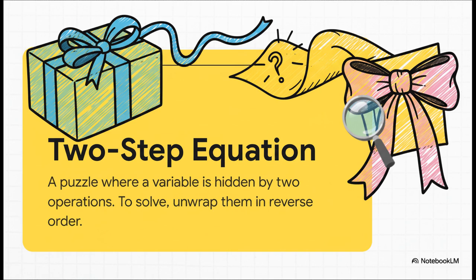The variable, that letter X or M, that's the gift inside. But it's been wrapped up by two different things. First, you've got to take off the bow and ribbon. That's your addition or subtraction. Then, you can tear off the wrapping paper. That's the multiplication or division. It's all about doing things in reverse order.